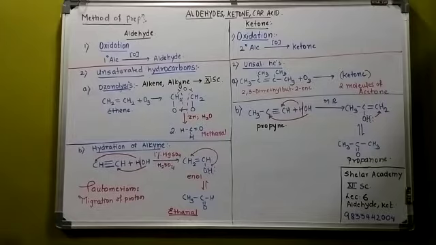Otherwise, if you are using K2Cr2O7, because it is a strong oxidizing agent, the aldehyde will be further oxidized to form the corresponding carboxylic acid. Now, if a ketone has to be prepared by the oxidation method, then it is a secondary alcohol, and if you oxidize it, then you are getting a ketone. I have explained the method of preparation in the lesson alcohol, so I am not going to explain again in this lecture. We proceed with the next.